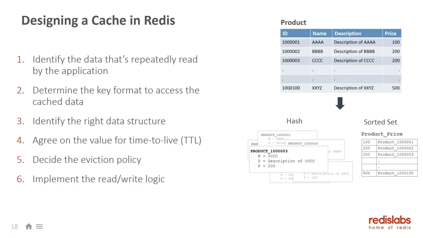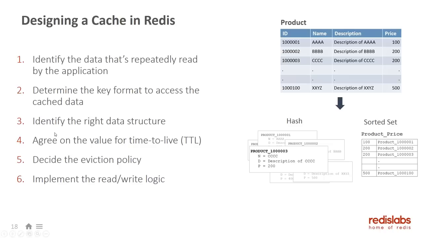And then you have to have the right data structures in Redis. In our example here for product metadata, I'm using the hash data structure. And to get all the price information, since my query may involve getting a list of products based on price or price differential, I'm using a sorted set data structure. So I'm using two data structures here to cache my data.